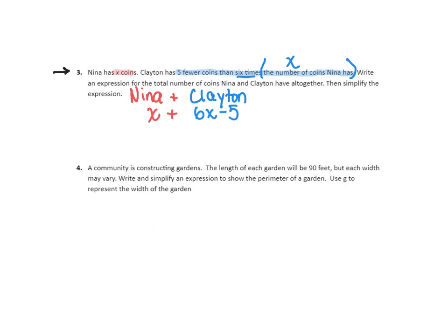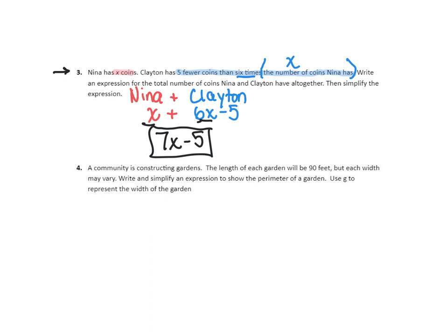So there we go. And then I could worry about this subtraction. I don't really have to because it's just on the 5. So now I can just combine like terms. x and 6x is 7x, minus 5 comes along. And there you go. There is the total amount that they have altogether.